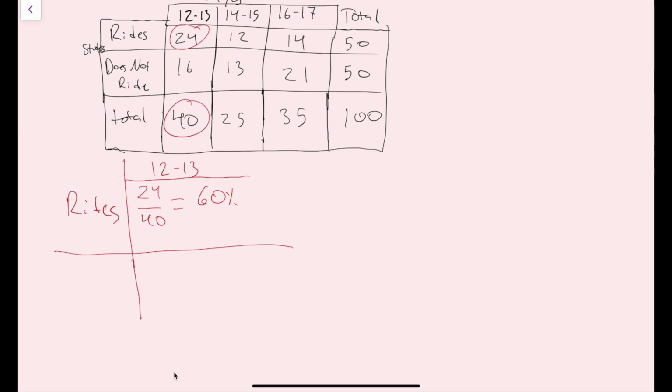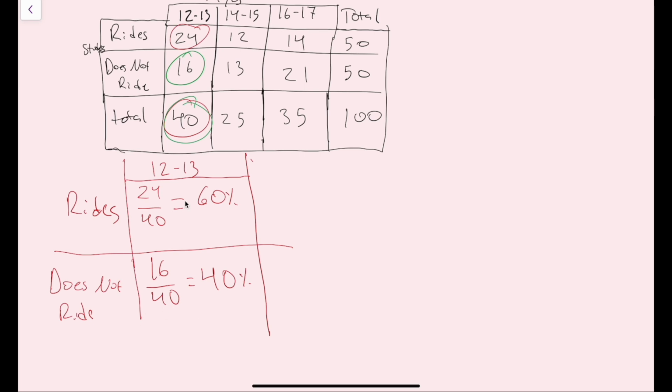Now, to figure out the percentage of students who do not ride the bus, you could either do 100 minus 60%, which is 40%, or we could do 16 out of this 40. So this is does not ride. It's going to be 16 out of 40, which, once again, you divide a 4 off the top and bottom. You get 4 out of 10, which is the same as 40 out of 100, which is 40%. Percent quite literally means out of 100. All right, so that's for the 12 to 13 age group.